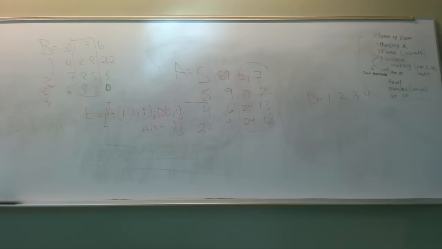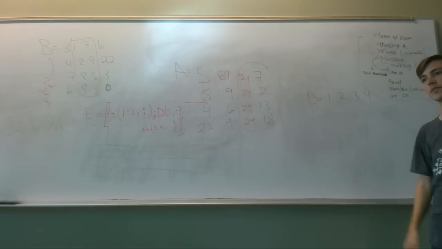So what he said earlier: commas separate rows from columns, and semicolons make a new row. This allows us to add new rows, and commas allow us to expand our columns.